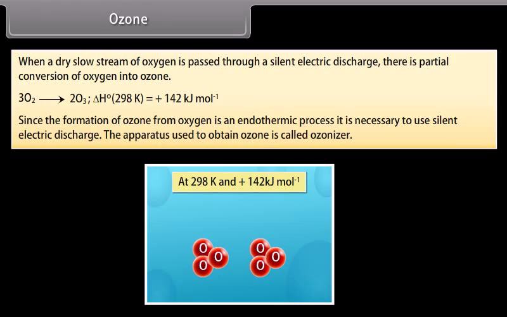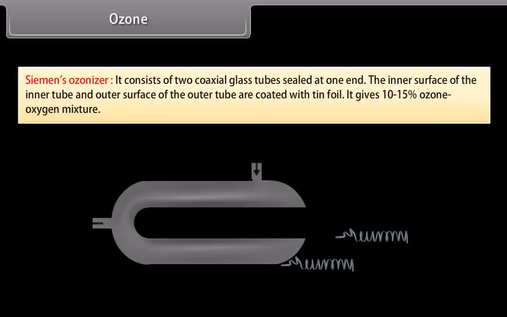Since the formation of ozone from oxygen is an endothermic process, it is necessary to use silent electric discharge. The apparatus used to obtain ozone is called an ozonizer. Siemens ozonizer consists of 2 coaxial glass tubes sealed at one end. The inner surface of the inner tube and outer surface of the outer tube are coated with tin foil. It gives a 10 to 15% ozone-oxygen mixture.